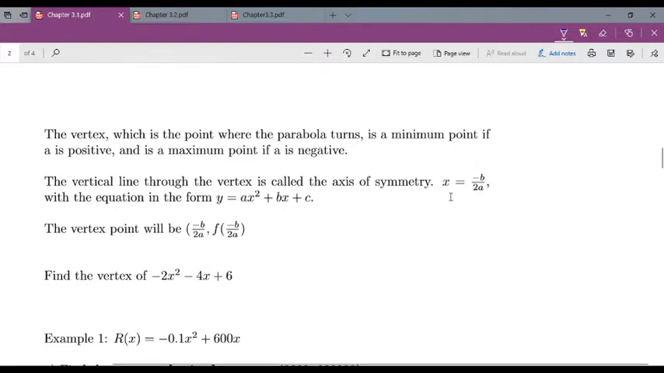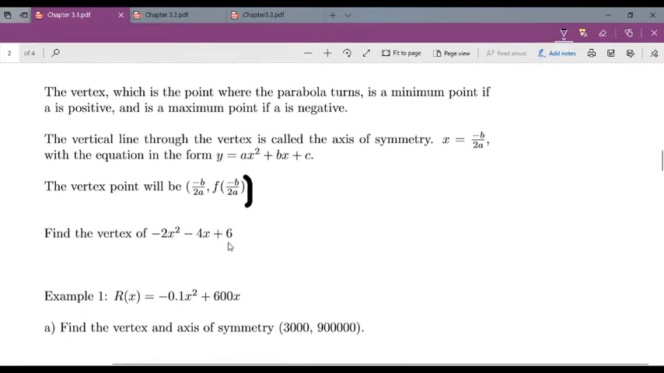The equation for it is x equals -b over 2a, where b is the number that's in front of your x, and a is the number that's in front of your x squared. Okay, so the vertex point of any of these parabolas will be, and it should have an additional parenthesis that got left off here, looks like, but will be -b over 2a and f of -b over 2a.